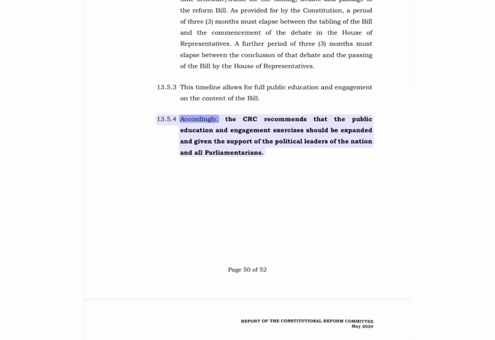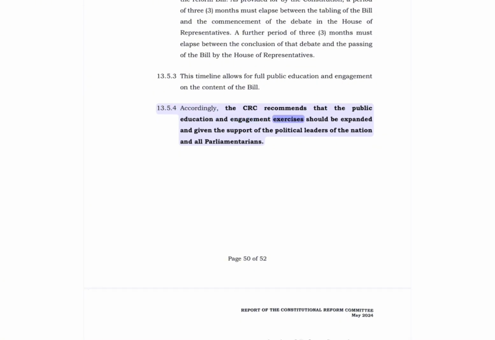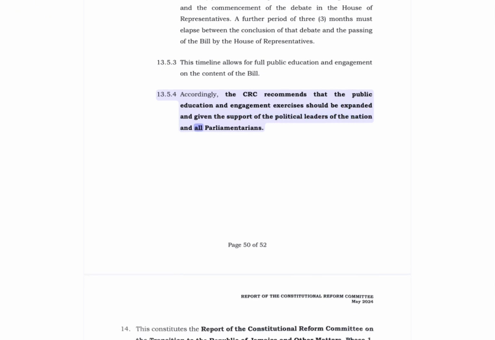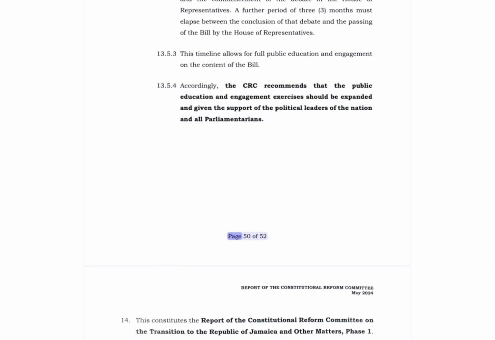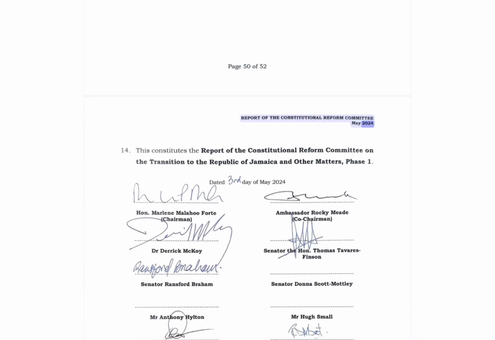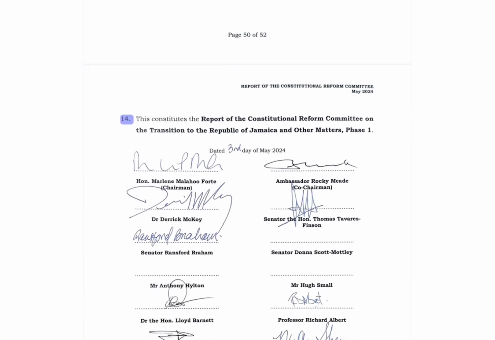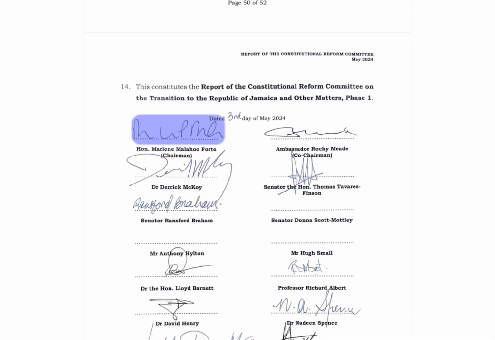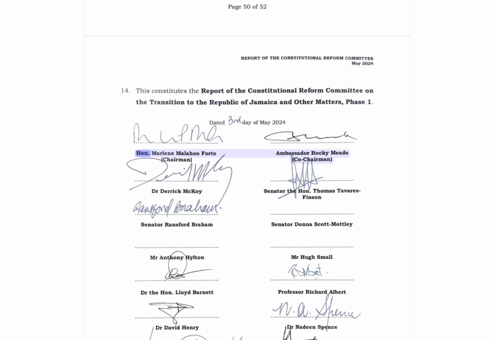13.5.4 Accordingly, the CRC recommends that the public education and engagement exercises should be expanded and given the support of the political leaders of the nation and all parliamentarians. Page 50 of 52. Report of the Constitutional Reform Committee, May 2024. 14. This constitutes the report of the Constitutional Reform Committee on the transition to the Republic of Jamaica and other matters, Phase 1. Dated 3rd day of May 2024.